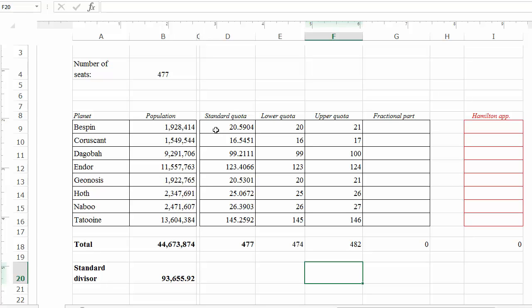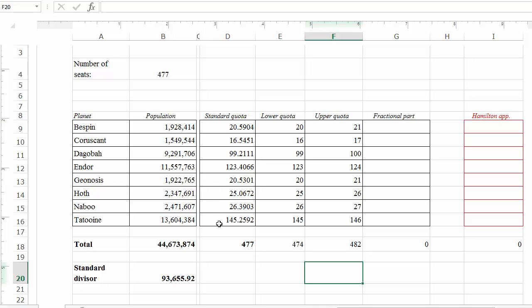20.5904. So in that case what we're saying is Bespin should certainly get at least 20 seats, but they should also get just a little bit over half of a seat. But of course we can't give fractions of a seat, and so the question is, what do we actually give Bespin? Do we give them 20, or do we round it up to 21, or something else? So remember that Hamilton's method says that we start out by giving everybody their lower quota, right? And that should be kind of uncontroversial, right?